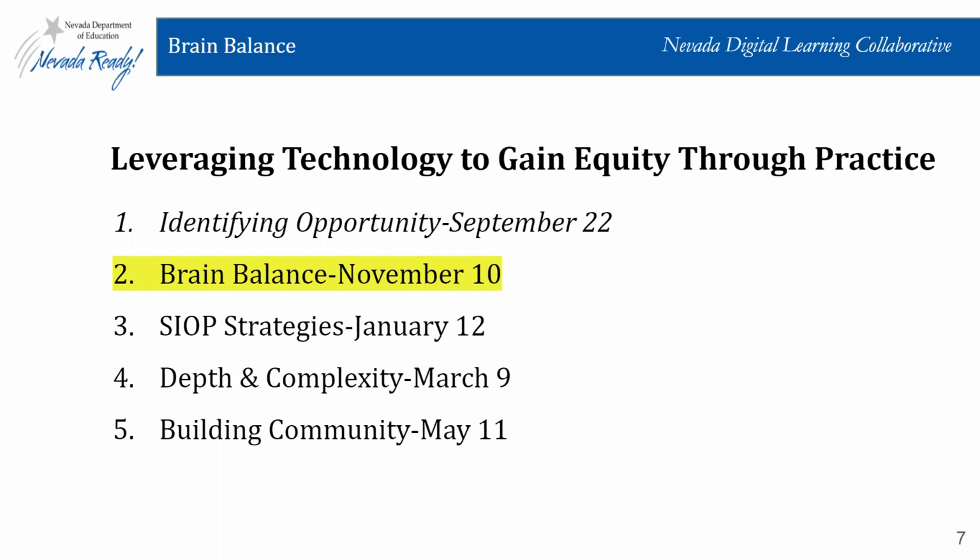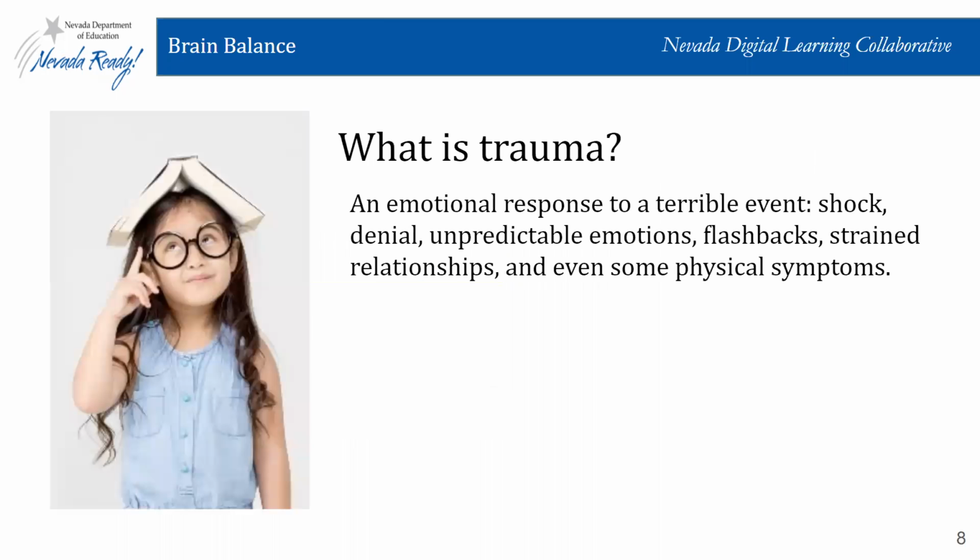As I said, this is our second webinar. Our first one was identifying opportunity. That one we had on September 22nd. Some of the tools that I identified there, I'm also going to bring up here in today's webinar. A lot of the tools that exist have multiple purposes and multiple uses. Today's is brain balance. Coming up in January, we have PSYOP strategies. We're looking at our EL kids, but those are strategies that impact all of our learners. We're going to talk about the depth and complexity icons in March. And then in May, we're going to talk about building community with digital learning tools.